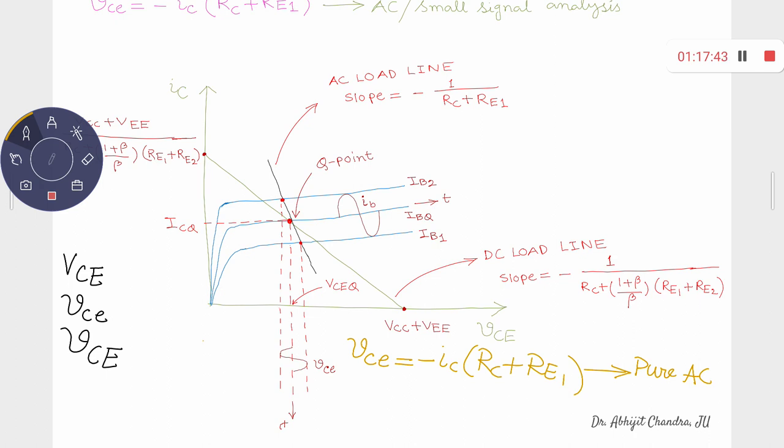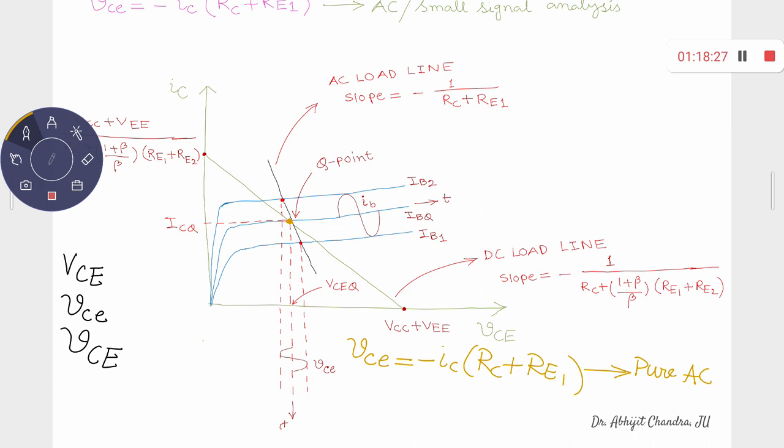Origin of what? I am plotting this, and this is nothing but a pure AC signal. Origin of that means origin of zero AC. Origin means the 0, 0 point. So AC 0, 0, not the total 0, 0. Now this point is your operating point. That means the AC origin, no AC, right? It's a pure DC. That means no AC. So this point is the quiescent point.